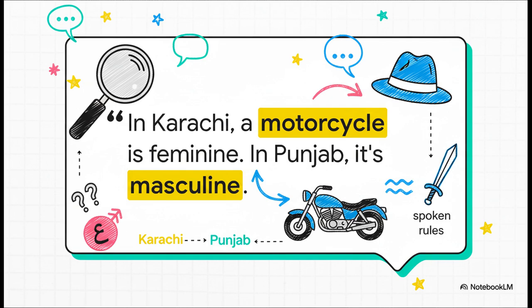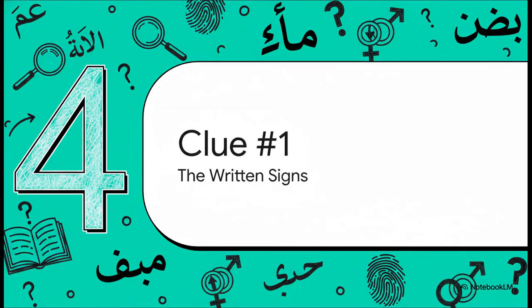I mean, think about it. In Karachi, a motorcycle is treated as feminine, but head over to Punjab, and it's masculine. That tells you everything you need to know. We can't just guess or rely on what feels right. We need to find the actual rules of the game. All right, let's start gathering some evidence.